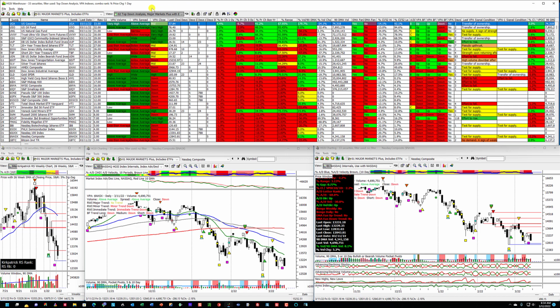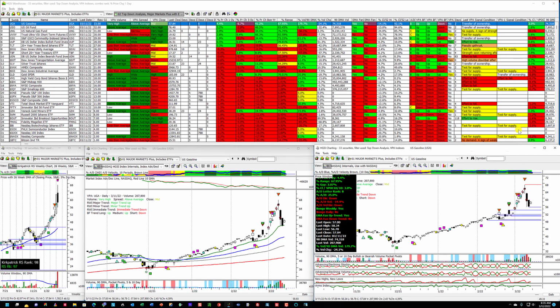Why do I have this setup? Because it gives me a very quick look at the market. I can look up here and see that gasoline was up 4.4% yesterday, but over 5 days it's down 6.7%. From the beginning of the year, I can see that gas is up 41.2%, and it closed at 67.95% of its daily range, and volume was heavy. So I'll just bring up gasoline.